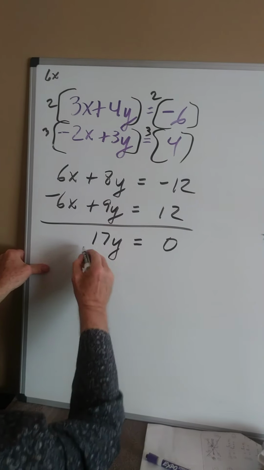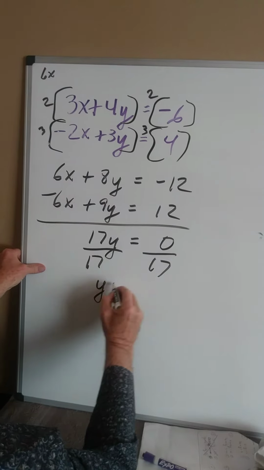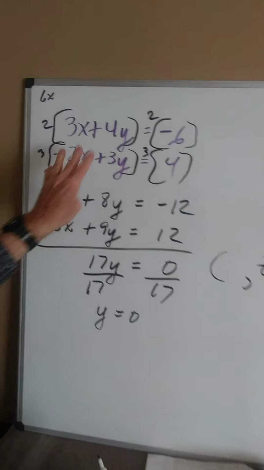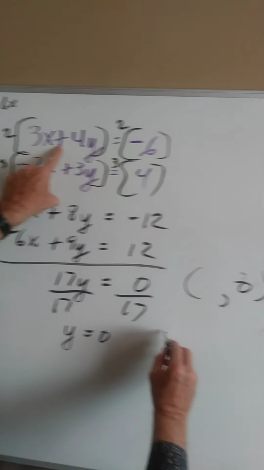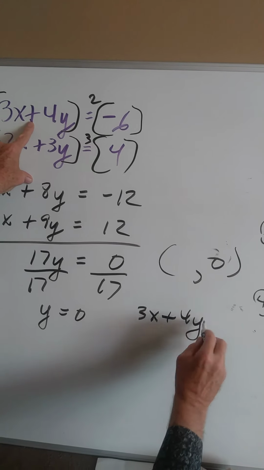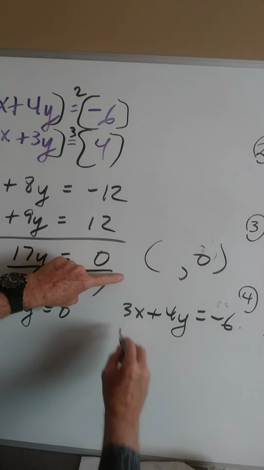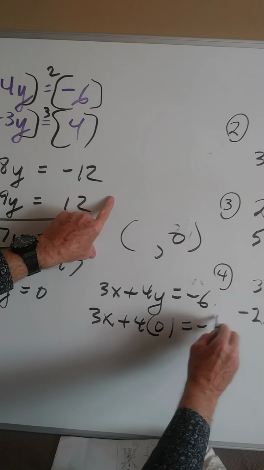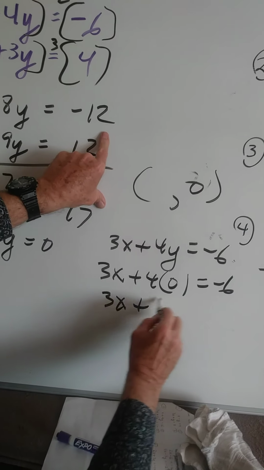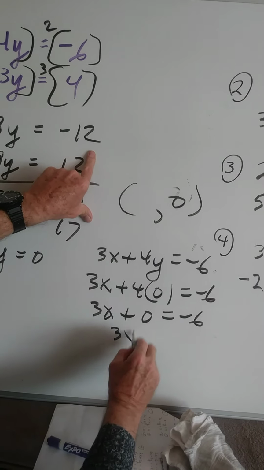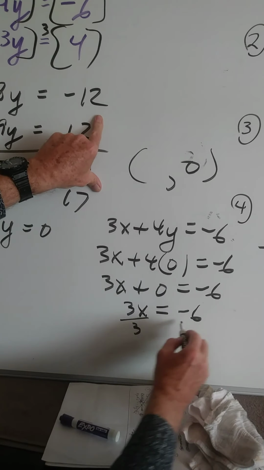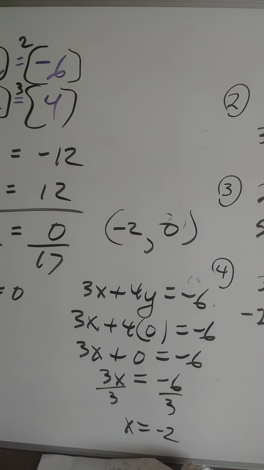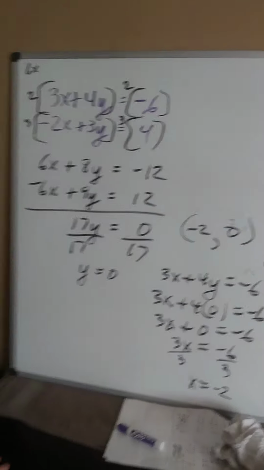Hello. Over 17 on both. Y is equal to 0. Find a spot. Y is 0. Pick any one of these originals. This is a good one. Either one of them. 3x plus 4y is equal to -6. 3x plus 4 times the value of y, which is 0, is equal to -6. 3x plus 0 is equal to -6. 3x is -6. Over 3 on both, x would be equal to -2. -2, 0 would be the solution. And that takes care of that last one.